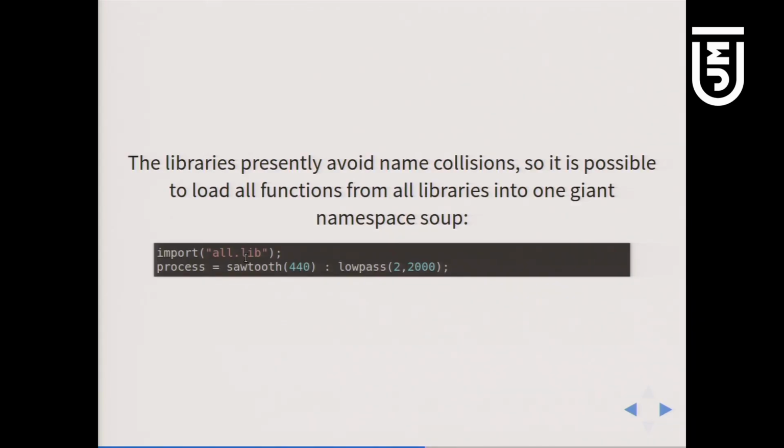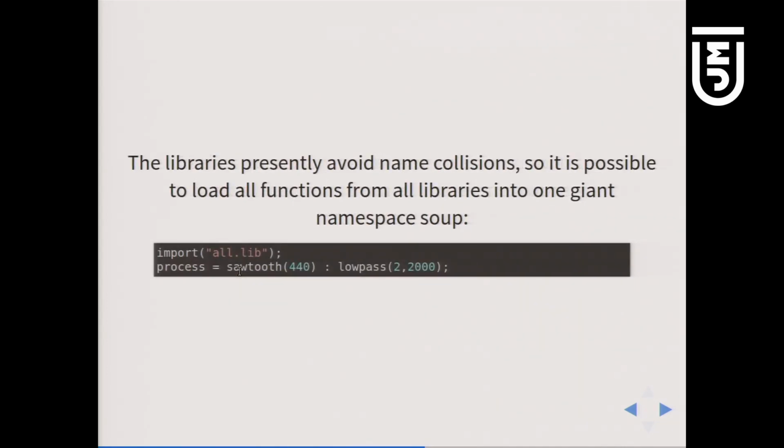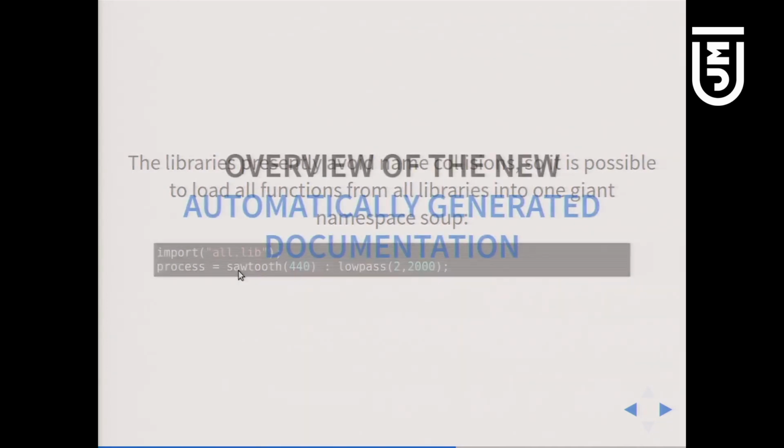So as a matter of fact, if you don't like to have prefixes, you can just call all.lib, and now you have access to all the Faust libraries all at once without using prefixes, but I think it's a little bit more elegant to some extent to use this system here.